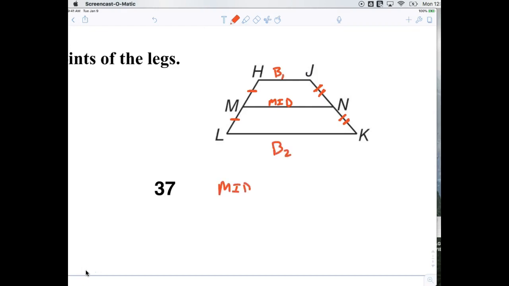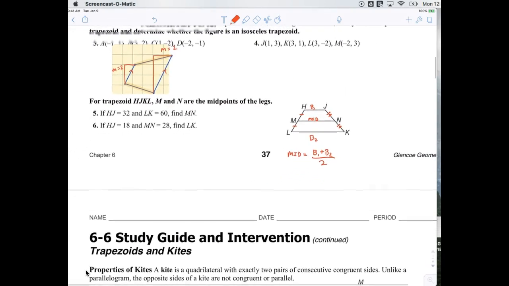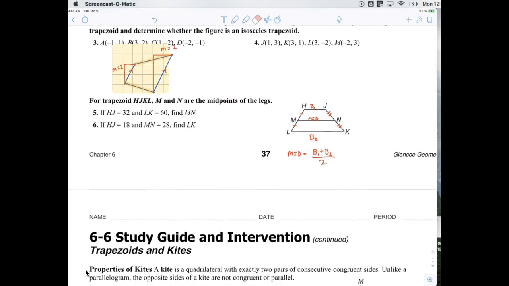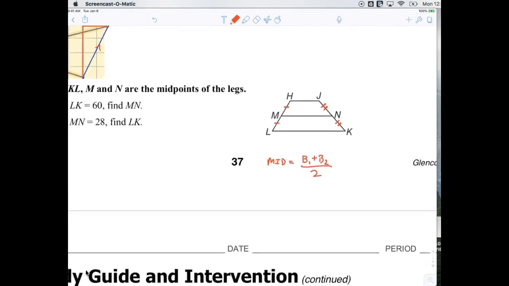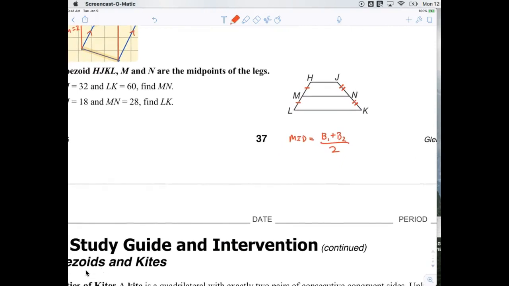So the mid-segment is equal to base 1 plus base 2 divided by 2, which kind of makes sense. It's in the middle. So it should be the average. Pretty easy. All right, so now let's look and see what they say. HJ is 32. Let's go ahead and mark that. HJ is 32. And then LK is 60.